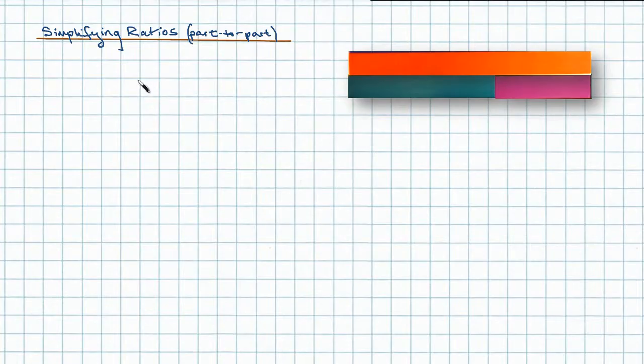So this is a tutorial on simplifying ratios, and the ratios in question, we're not going to deal with fractions, we're looking at part-to-part ratios. So the normal kind of ratio when you've got some whole number which is broken into two parts. So let's just think of an example to start with.